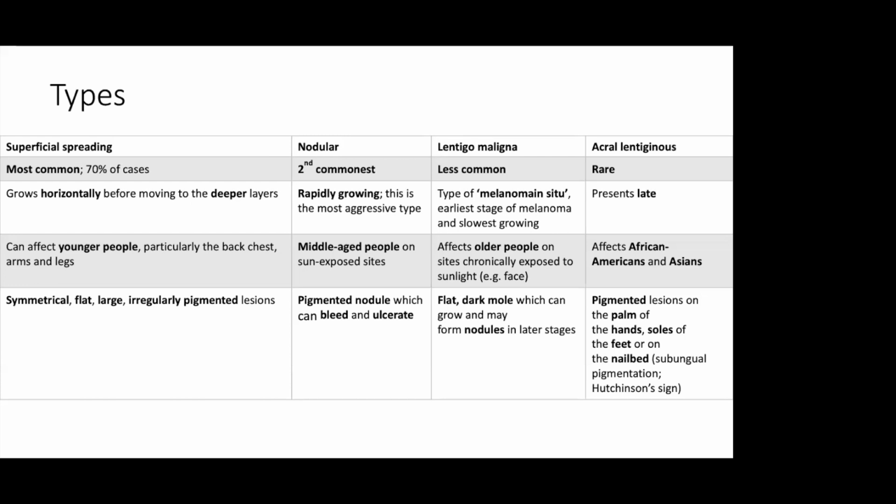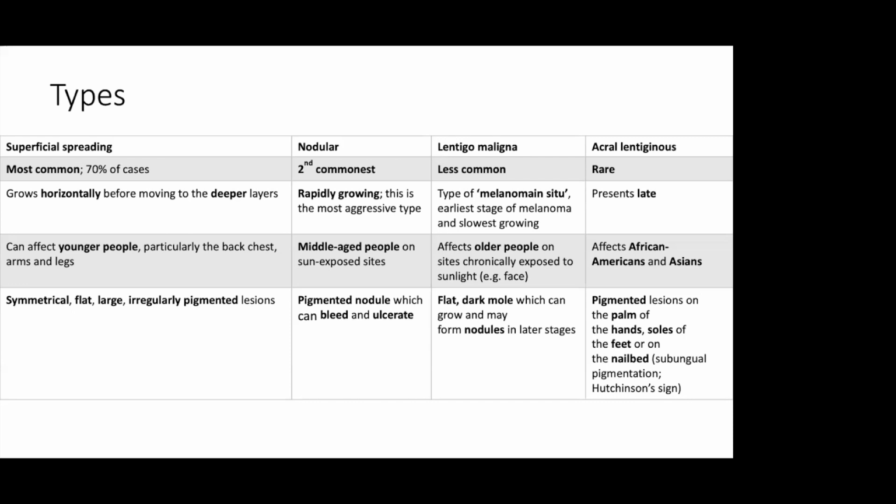The next most common type is called nodular, and these typically grow very fast and in general are very aggressive. It's a very aggressive type of melanoma. They often present in middle age and are often described as pigmented nodules and have a tendency to bleed or ulcerate. So superficial spreading is the most common, with nodular the second most common.